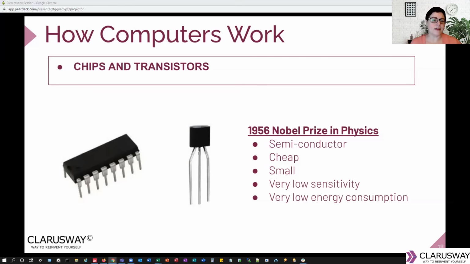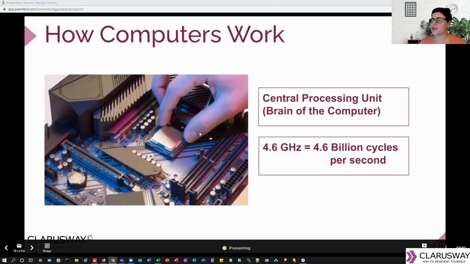So that is very, very tiny. So the transistor regulates current or voltage flow and acts as essentially a switch or a gate for electric signals. There's a picture of a CPU, so the brain of the computer, the chip. And this particular chip runs at a speed of 4.6 gigahertz. And essentially what that means is it's 4.6 billion cycles per second. Super, super fast.